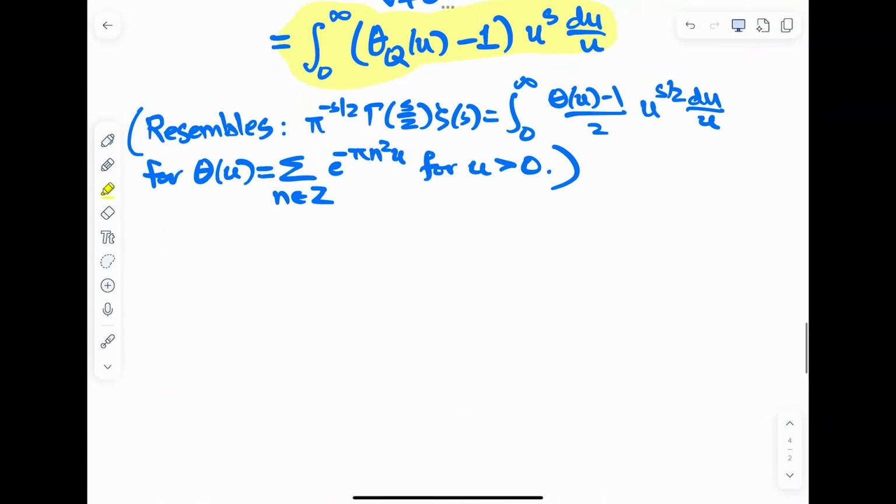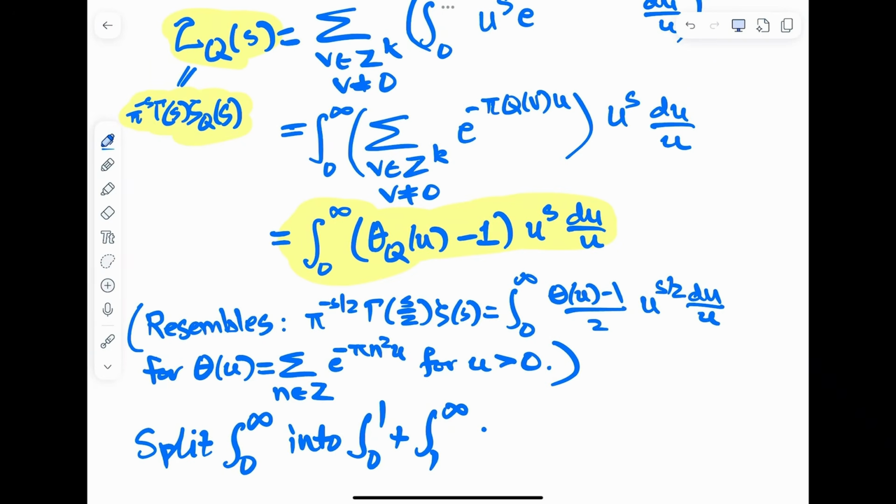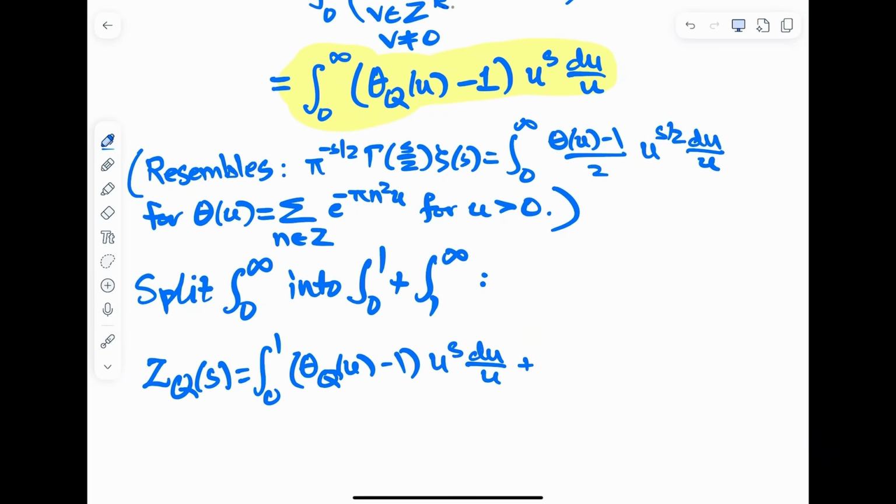And so what we're going to do here is take this equation and split the integral into a sum of two integrals, from 0 to 1 and 1 to infinity. We'll first go from 0 to 1. It's just going to be the same exact thing. We're just splitting it into two terms so I can apply that transformation formula. And then 1 to infinity of exactly the same stuff, u to the s, du over u.